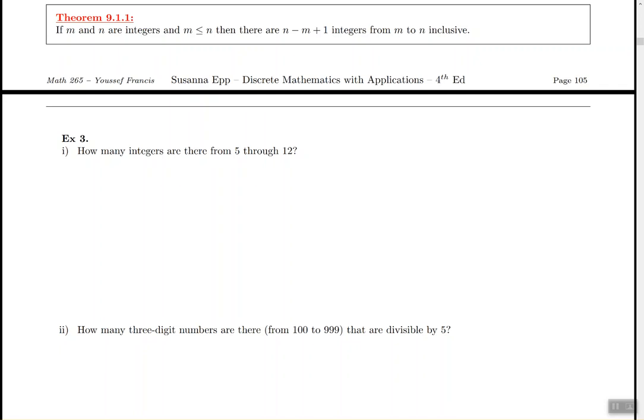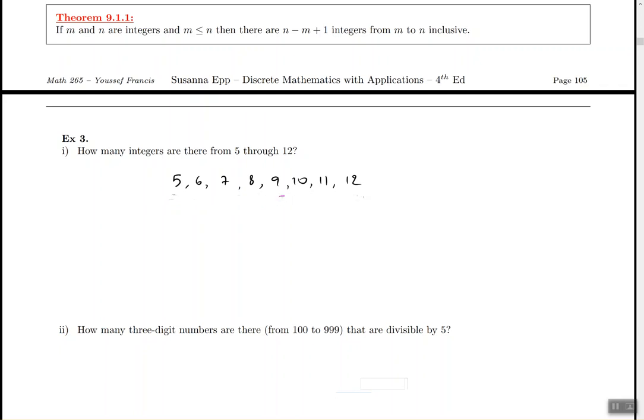Okay, theorem 9.1.1 in this section will help us count how many integers there are in a certain list. So for example, think of the list 5 through 12. Let me write it down: 5, 6, 7, 8 through 12. Suppose I want to know how many numbers there are in this list. Well, I could go and count: 1, 2, 3, 4, 5, 6, 7, 8. So there are 8 in total. That's one way to do it.